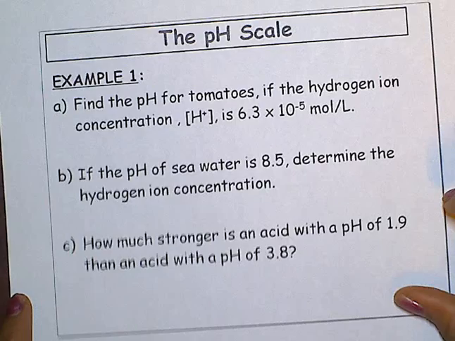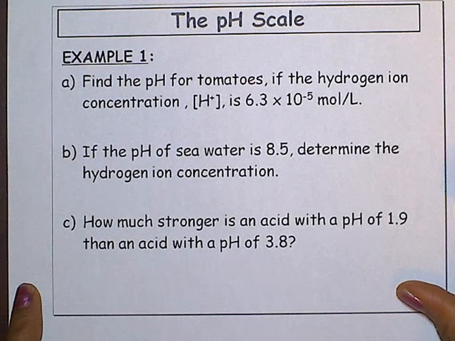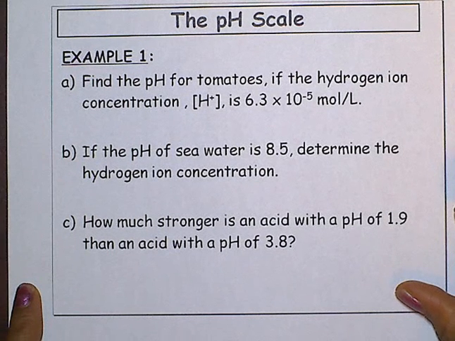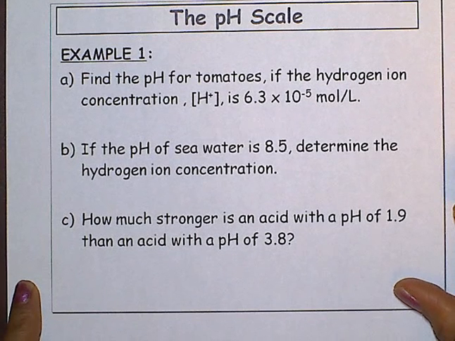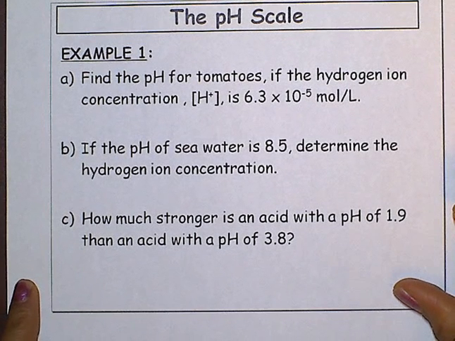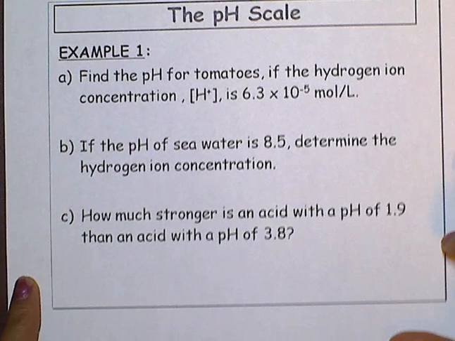Okay, so we're going to start off by doing some pH calculations. The first question here is: find the pH for tomatoes if the hydrogen ion concentration, which is the hydronium ion concentration, is equal to 6.3 times 10 to the power of negative 5 moles per liter. I'm just going to do the solution at the bottom here just so that I have more space.